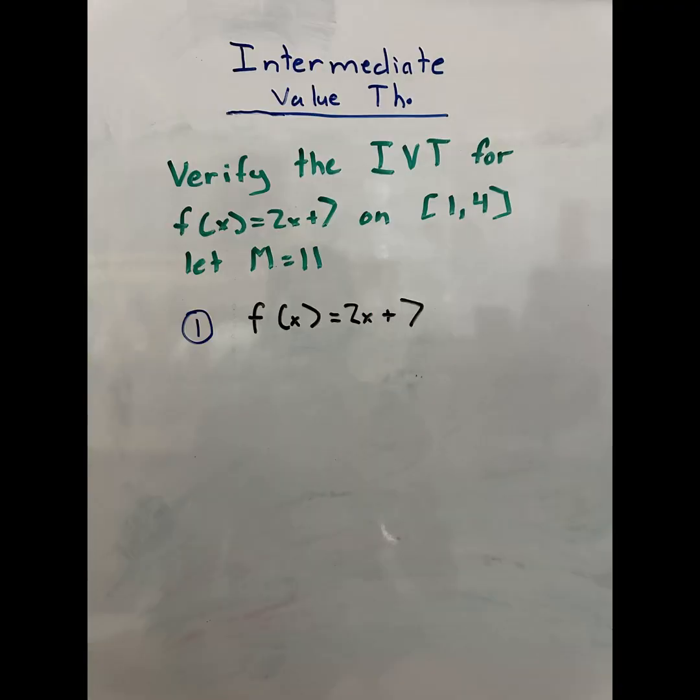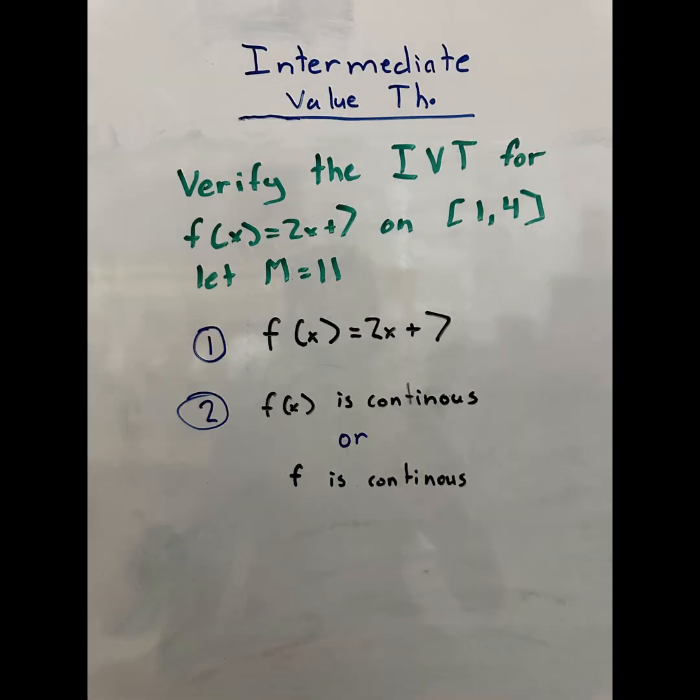The first step is to always define the function. So in this case, that is f of x is equal to 2x plus 7. The second step is to identify if the function is continuous or not. If the function is not continuous, then you just write f is not continuous or f of x is not continuous and end the problem. But otherwise, you would just write f of x is continuous or f is continuous and continue with your problem. Different teachers teach this step a little differently. So I like to write f of x, but some teachers prefer that you write f.